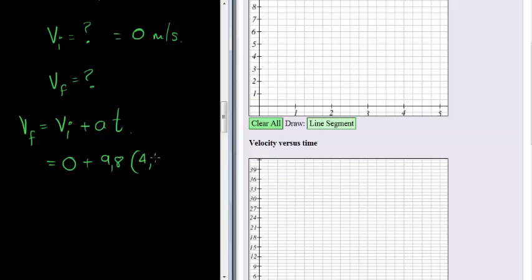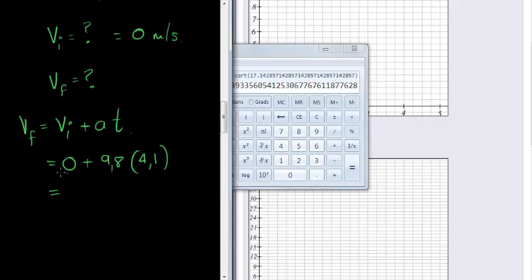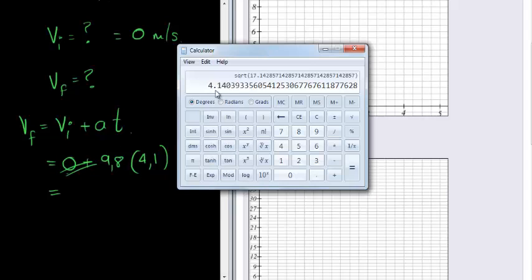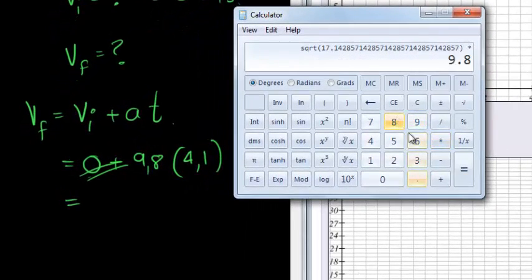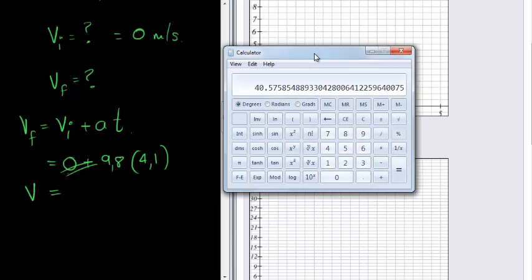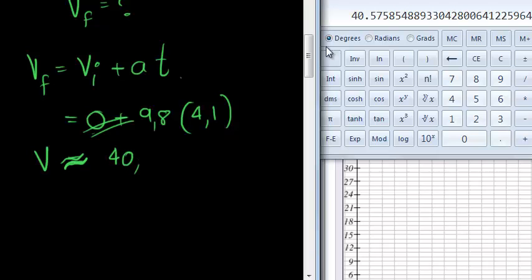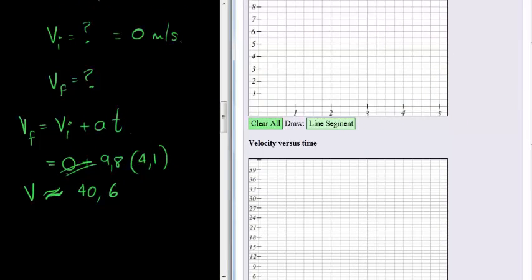So after 4.1 seconds, we can go and calculate this. All we actually have is 9.8 times 4.1. We already have this in our calculator, so let's just multiply this by 9.8. There we go, 40.57. If I round it off, that would be about 40.58. And again, it's on a graph, so I'm going to have to do it to one decimal place, 40.6. That's how high it is going to be after 4.1 seconds.